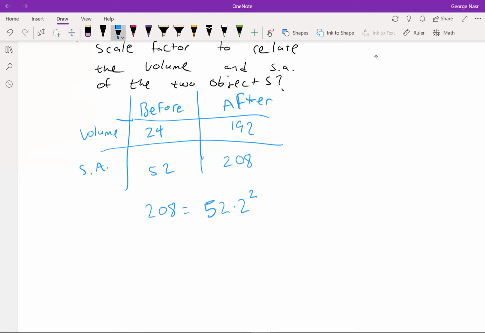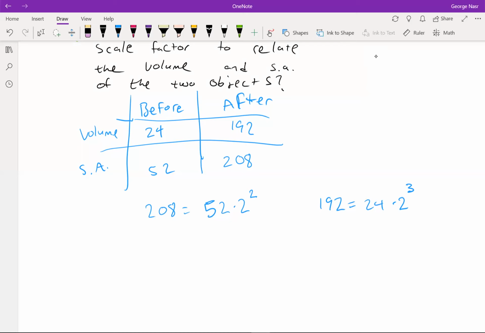Let's see if the same thing happens with volume. Does 192 equal 24 times 2 squared? So that right there is 24 times 4, which is 96. So not quite, but again, I noticed that I'm off by a factor of 2. If I multiply this by 2, 96 times 2 is 192. So in fact, if I make this 2 cubed, I get this.